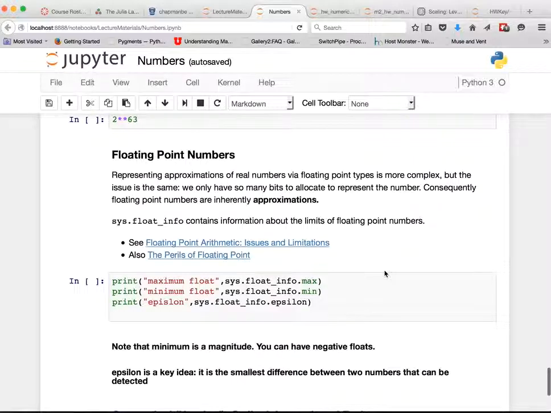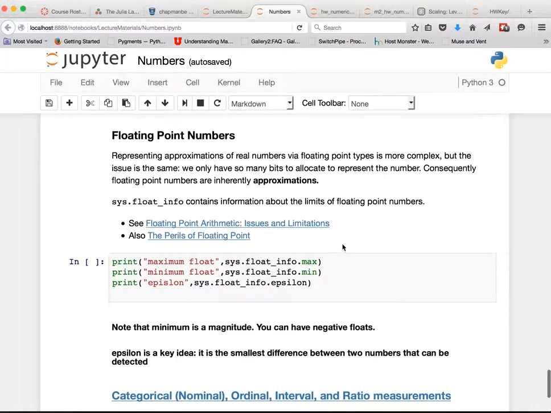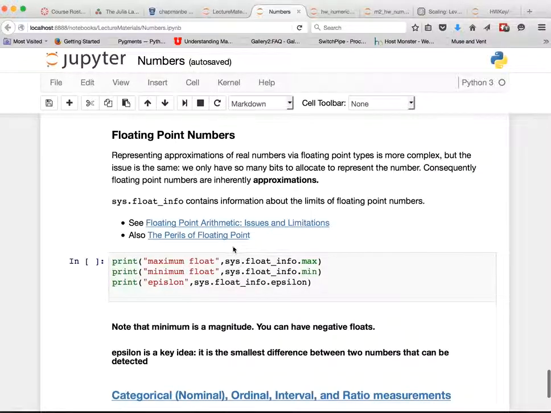Floating point numbers are a much more complex concept. The important thing to keep in mind about floating point numbers is that they are inherently approximations. I have some links here to more detailed articles about the limitations of floating point numbers, with the nicely titled "The Perils of Floating Point Numbers." Again, the key idea here is that we are always approximating the floating point numbers.